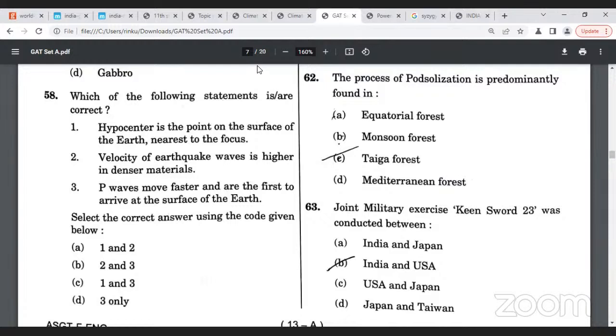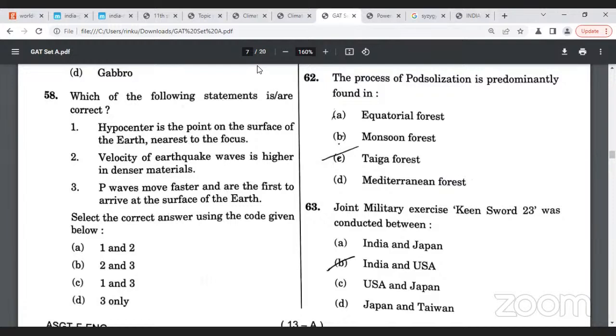So the hypocenter does not lie on the surface of the earth. It lies within the crust of the earth, or sometimes deeper, but always within the crust. That is where the origin of the seismic waves is. So the first statement would be wrong. Velocity of earthquake waves is higher in denser material. Yes. The denser the material, the higher the velocity of the waves. So this statement stands true.